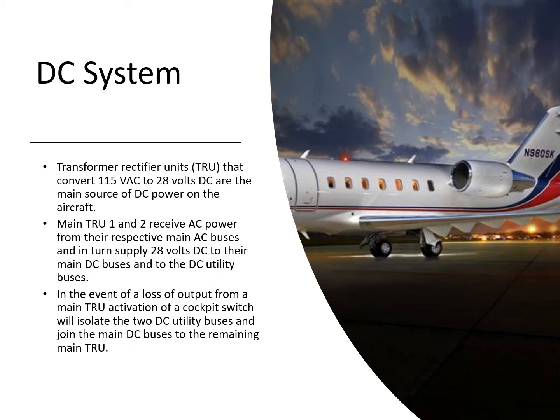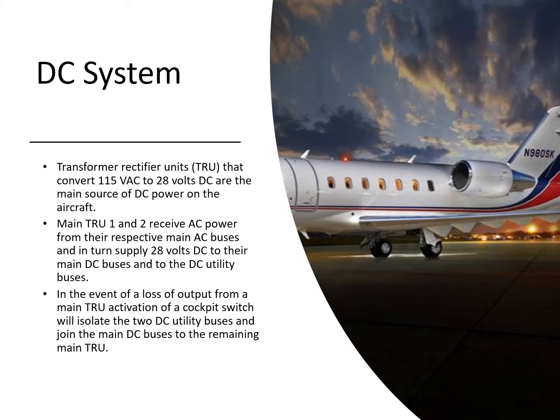The main source of DC power for the aircraft are the two TRUs, or 4 TRUs. They change the 115 volts AC to 28 volts DC. Main TRUs 1 and 2 get AC power from their respective main AC buses, and in turn supply 28 volts DC to their main DC buses and to their respective DC utility bus. In the event of a loss of output from a main TRU, activation of a cockpit switch will isolate the two utility buses and join the main DC buses to the remaining TRU.